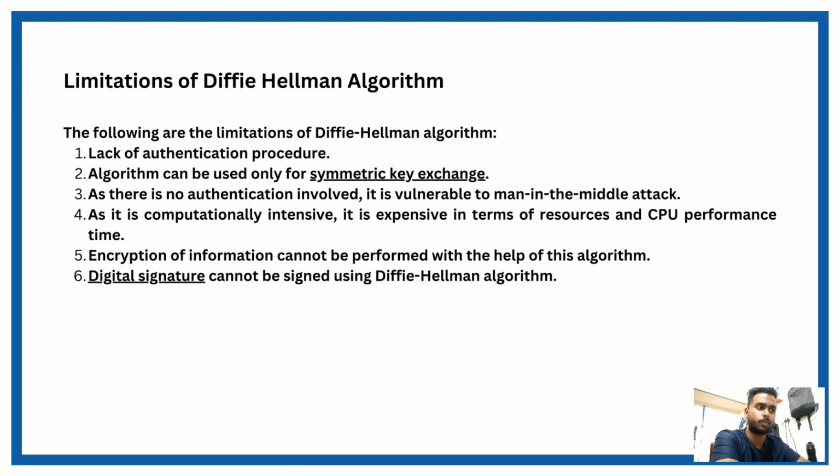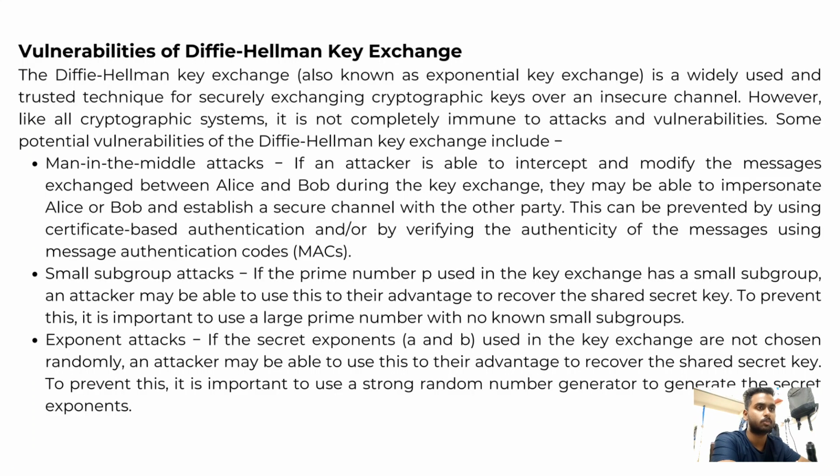The limitations of the Diffie-Hellman algorithm. The following are the limitations of Diffie-Hellman, which are the lack of an authentication procedure. The algorithm can be used only for symmetric key exchange. As there is no authentication involved, it is unable to prevent a man-in-the-middle attack. As it is computationally intensive, it is expensive in terms of resources and CPU performance time. Encryption of information cannot be performed with the help of this algorithm, and a digital signature cannot be signed using the Diffie-Hellman algorithm.